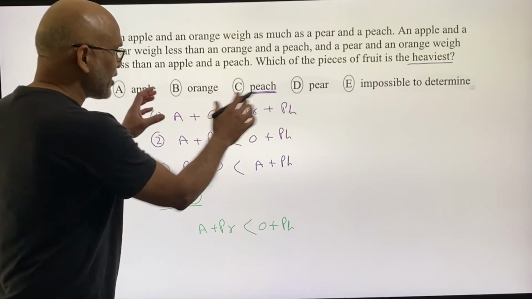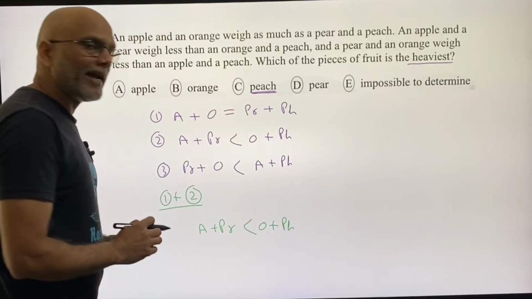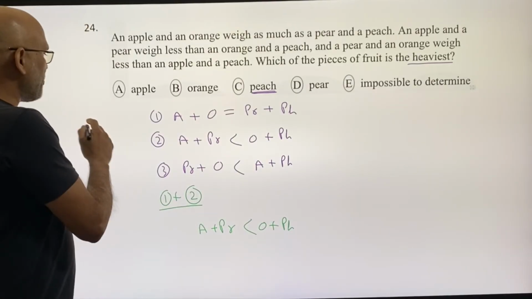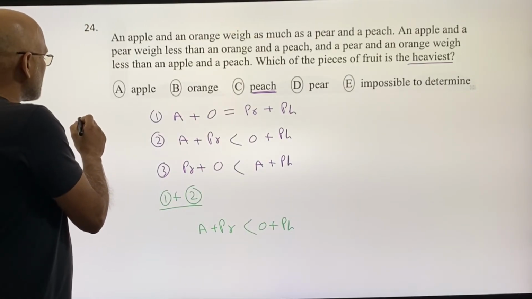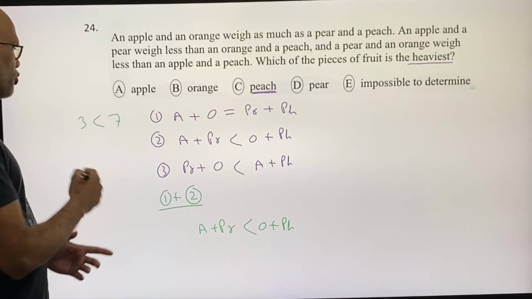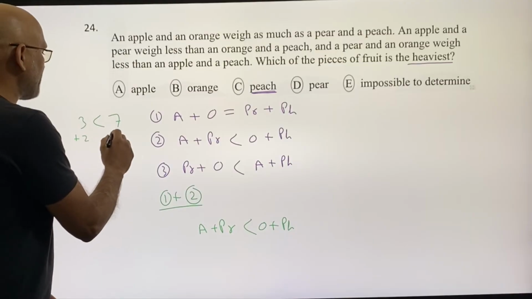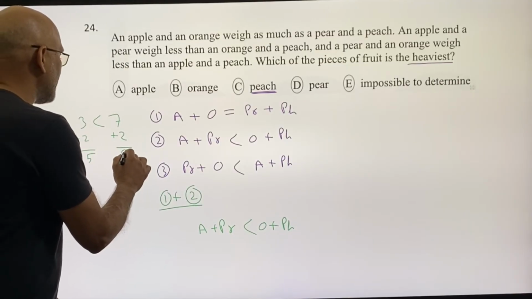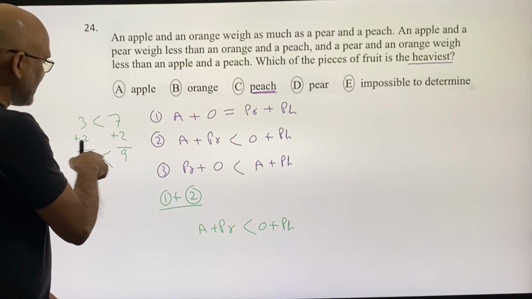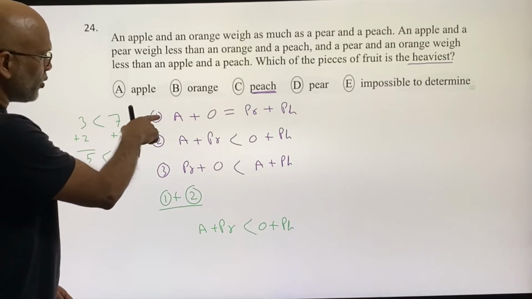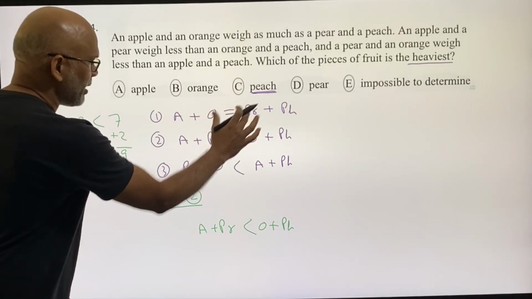So if I add the equal amount to both sides, the inequality will still hold, right? For example, let's say 3 is less than 7, and if I add equal amount to both sides, say plus 2 and plus 2, so this is going to be 5, this is going to be 9. Again, the 9 is still greater than 5, right? The inequality will still hold. Okay, so what I'm going to do is add the equal amount to both sides.